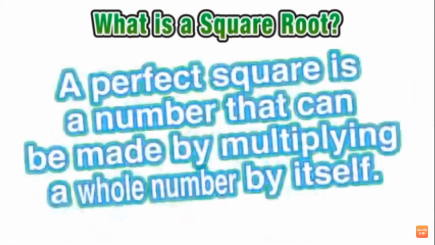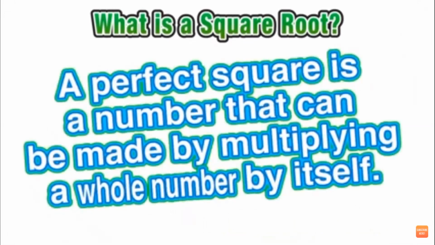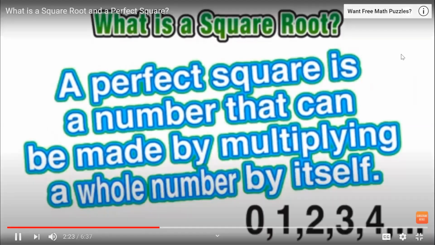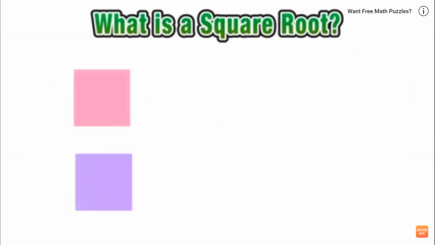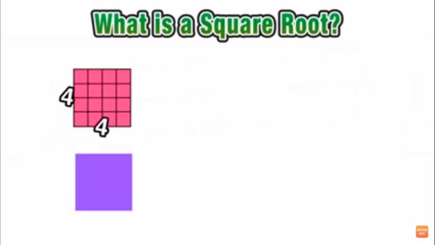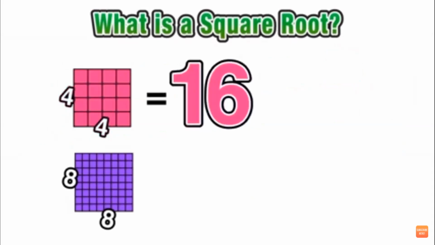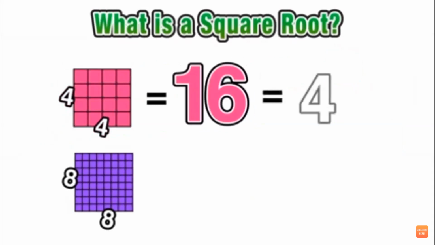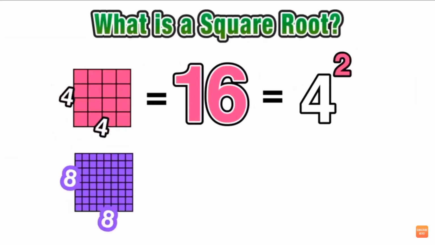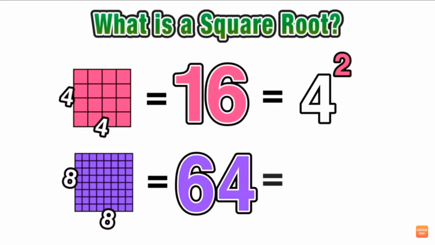So now we can say that a perfect square is a number that can be made by multiplying a whole number by itself, by squaring any whole number. Cool. So now we can revisit the two perfect squares from earlier, and that was the 4 by 4 square and the 8 by 8 square. Now 4 times 4, if we think of this in terms of area, is 16, which is equal to 4 squared. And 8 times 8 is equal to 64, which we know is equal to 8 squared.